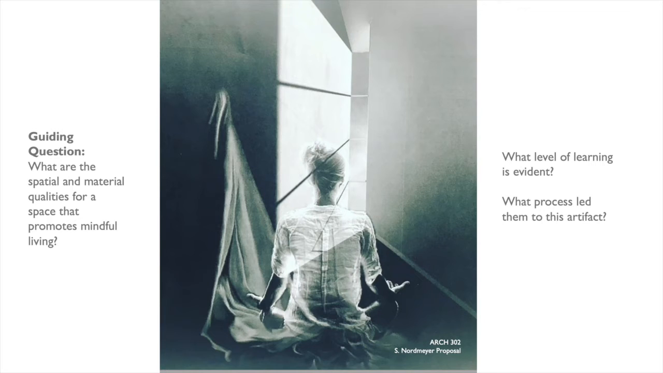The guiding question for this 1-week project, which is a very small length of time for a project in architecture school, was: what are the spatial and material qualities for a space that promotes mindful living? So the student was asked to do research about what these terms meant and to try to translate those into a physical space. As you're looking at this and as you're trying to translate this into courses that you design and create, ask yourself, what level of learning is evident in this artifact that was produced? What process led the student to this artifact?